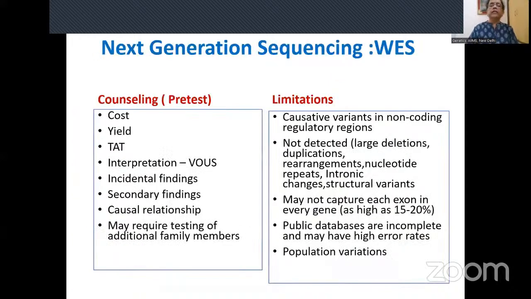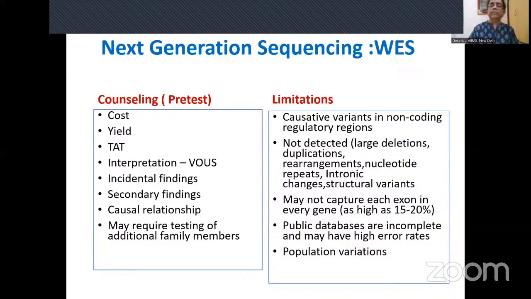So counseling, I have already touched upon: cost, yield, turnaround time, problems in interpretation, incidental findings, secondary findings, which may pop up and we were not thinking about it, and the family should be told about that. Do they want the results regarding these? Also the relationship, and then at times we may require testing of additional family members, which might be difficult at times.